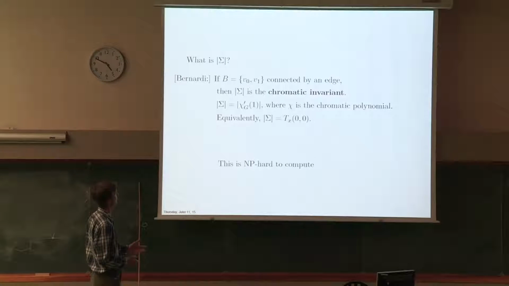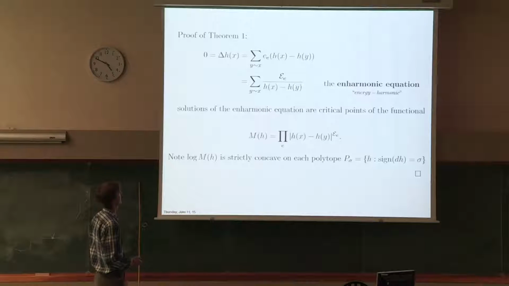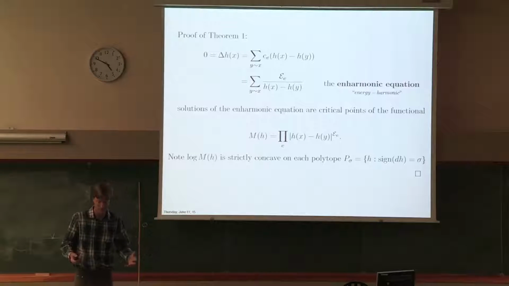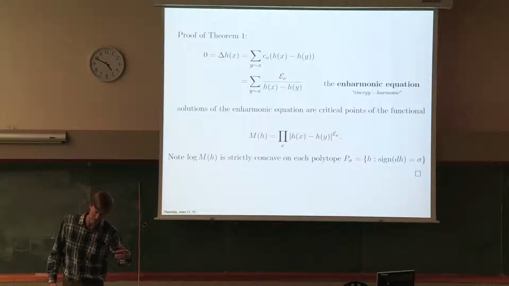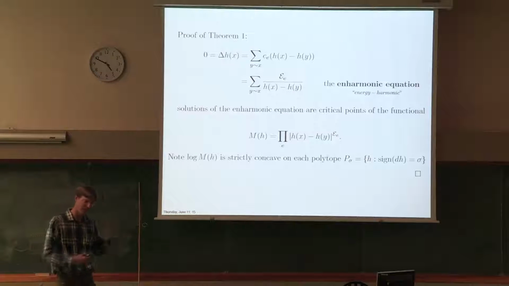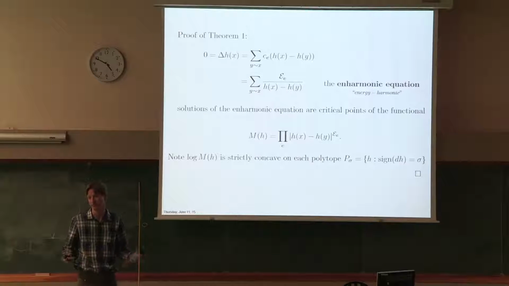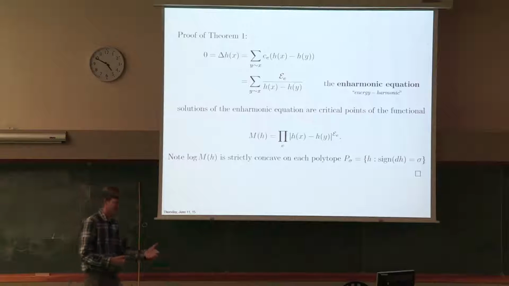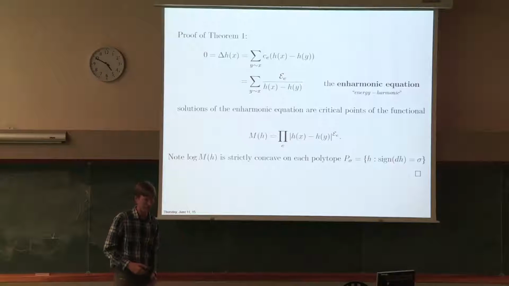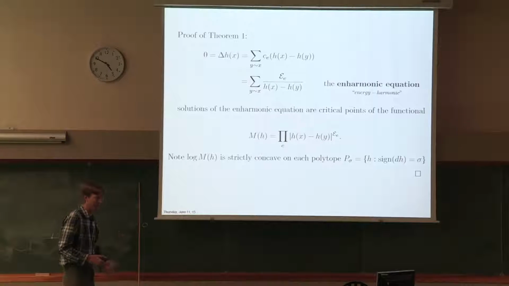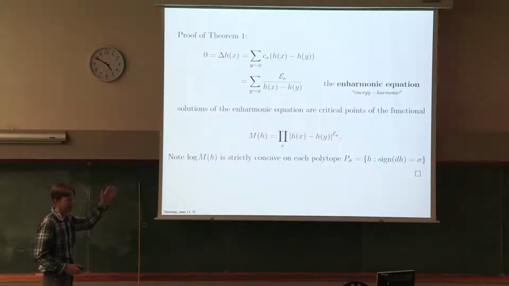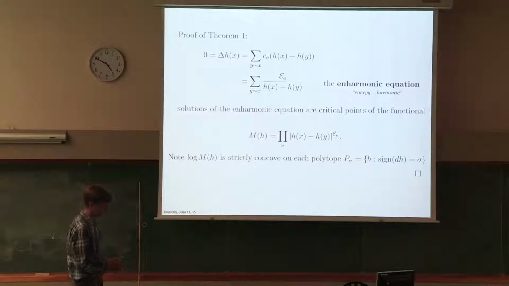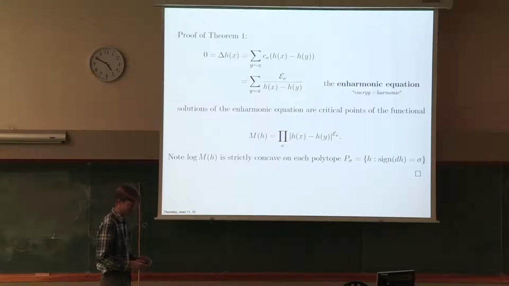But what we have done is realize this invariant, this NP-hard problem, as the degree of a certain rational map. Not that this really makes it easier, but at least it's a different way to approach the enumeration problem. So anyway, let me briefly tell you how to prove those theorems. Nothing is really difficult here.